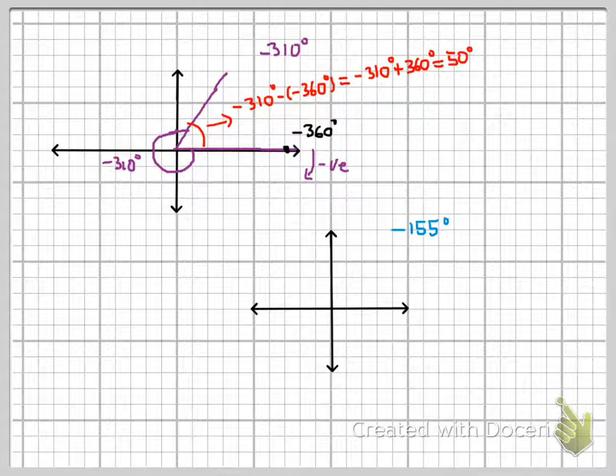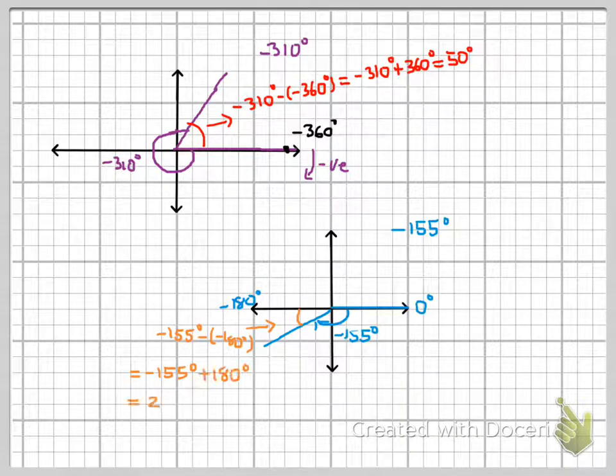Or negative 155 degrees. What is the angle in standard position? Well, it will be as shown. We'll start from 0 and we'll measure that angle in the clockwise direction because it's a negative angle. And we can draw in its reference. The reference is the angle formed with the x-axis, and the measure of that angle we will just subtract. Negative 155 is the big angle. We subtract negative 180. The result will be 25 degrees.